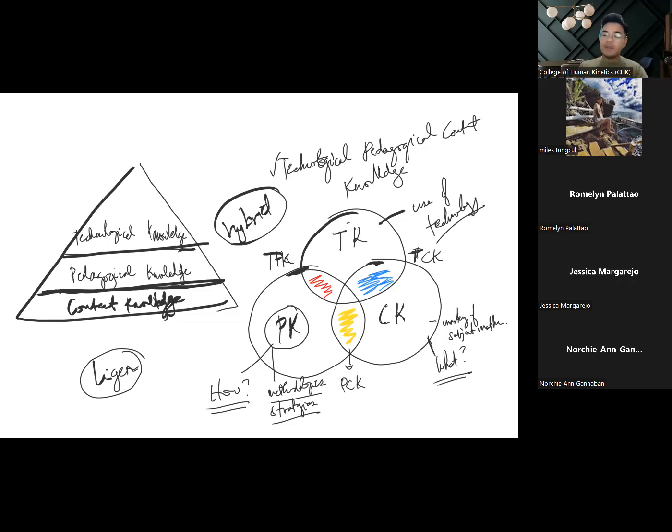So TPK is the hybrid of technological knowledge and pedagogical knowledge. And we call that technological pedagogical knowledge. Now, ano ang pagkakaiba? What is now the difference between TPK, TCK, and PCK? Take note that when we talk about TPK or technological pedagogical knowledge, it is the ability of the teacher to use technology in his strategy or methodology in teaching.